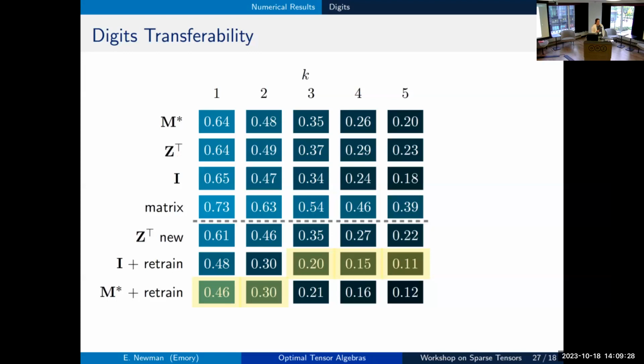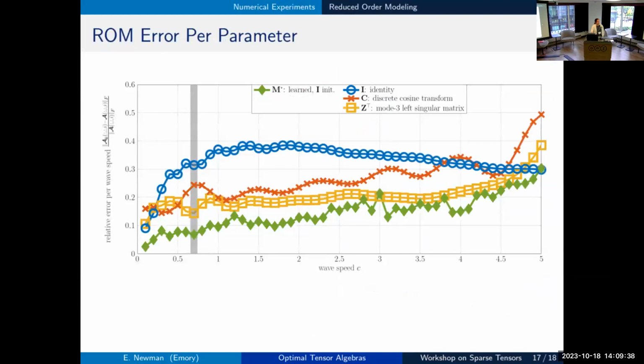I think the digits case is not the best example. I would fully expect in the reduced order modeling case, if we looked at the in-between parameters, we would do quite well, just based on how well we did across the board here. But that's not necessarily the right experiment for this particular data set to explore. Yeah. Okay, thank you.